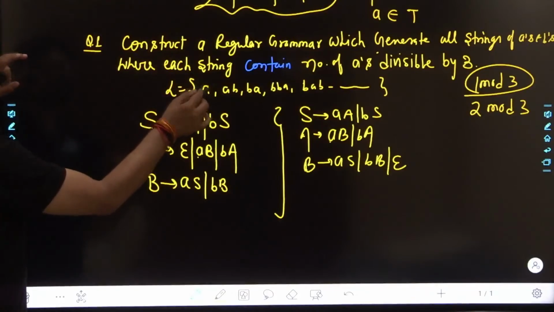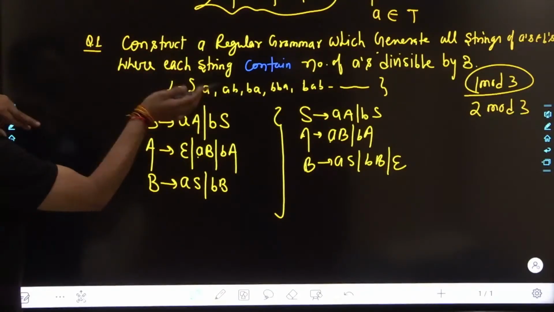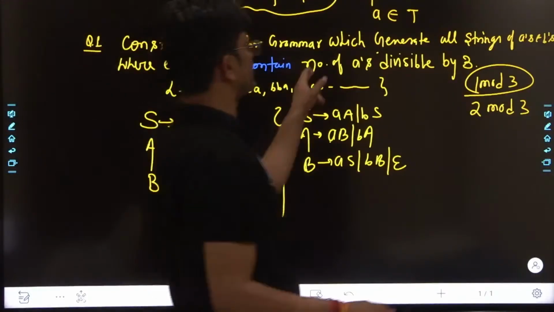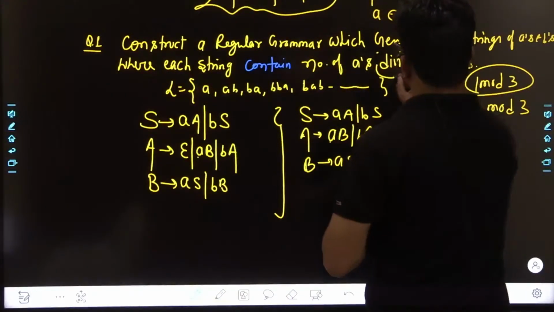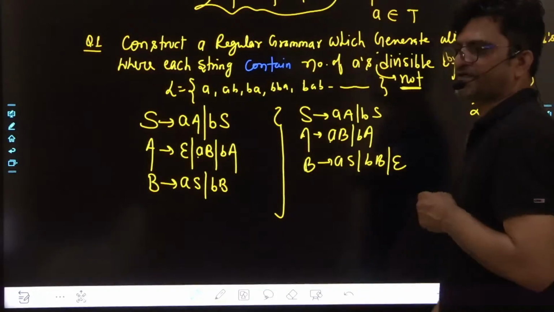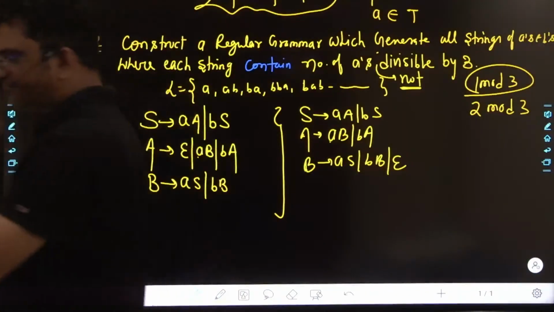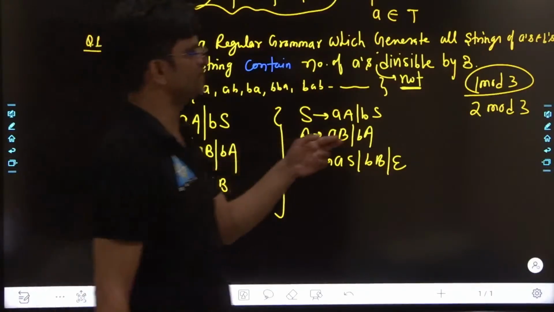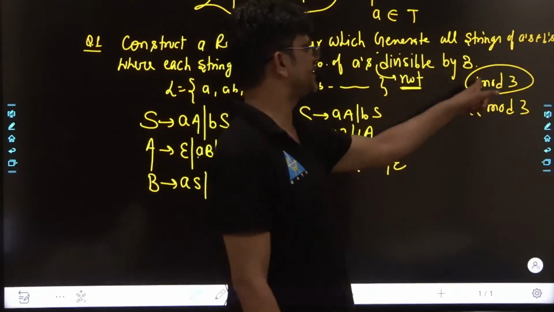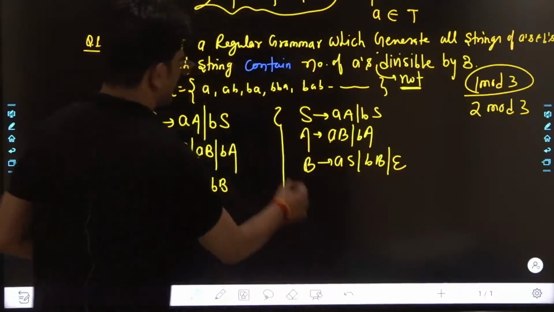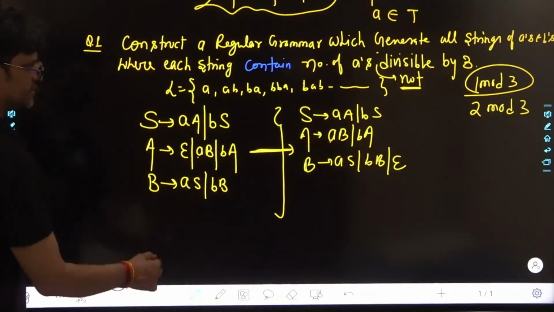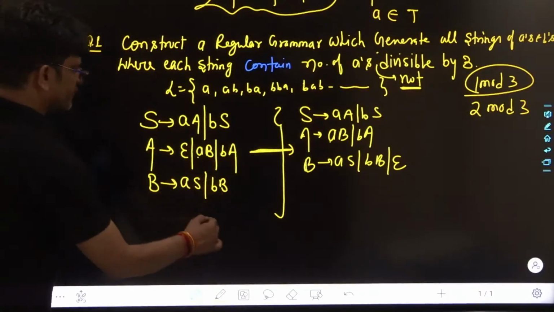So if I ask this question: construct a regular grammar which generates all strings of A's and B's where each string contains number of A's not divisible by 3. In case of not divisible by 3, the remainder is 1 or 2. When we divide the number of A's by 3, the remainder should be 1 or 2. So combine these two. What is the grammar?